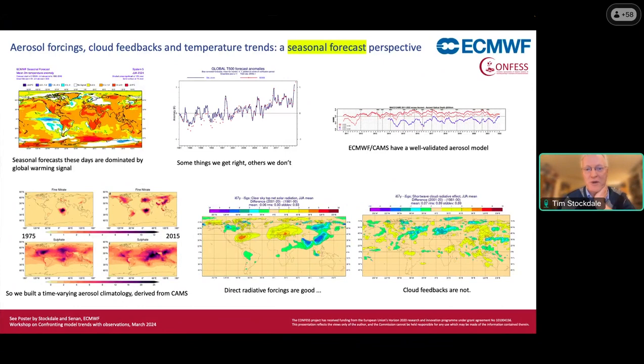We have in-house in our CAMS system a rather well-validated aerosol model. It's used for forecasting air quality, with 16 aerosol species and 125 chemistry species, a lot of work. It's improved a lot over recent years. So we've used that to construct a time-varying aerosol climatology with all of the latest versions of the emissions from sources such as biomass burning and so on. We think we've got as good as anyone else in terms of a representation of the time-varying aerosols. We think the direct radiative forcings we get are good, but when we put it in our system, we discover that the cloud feedbacks are really rather rubbish in our model.